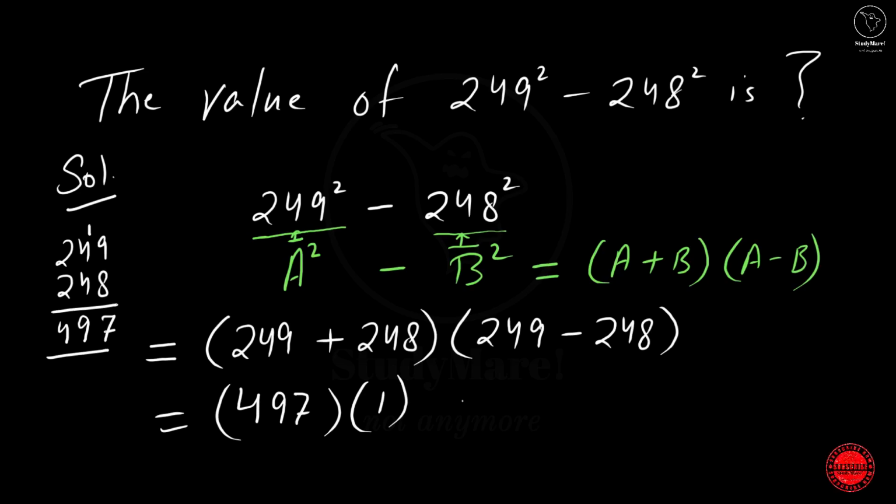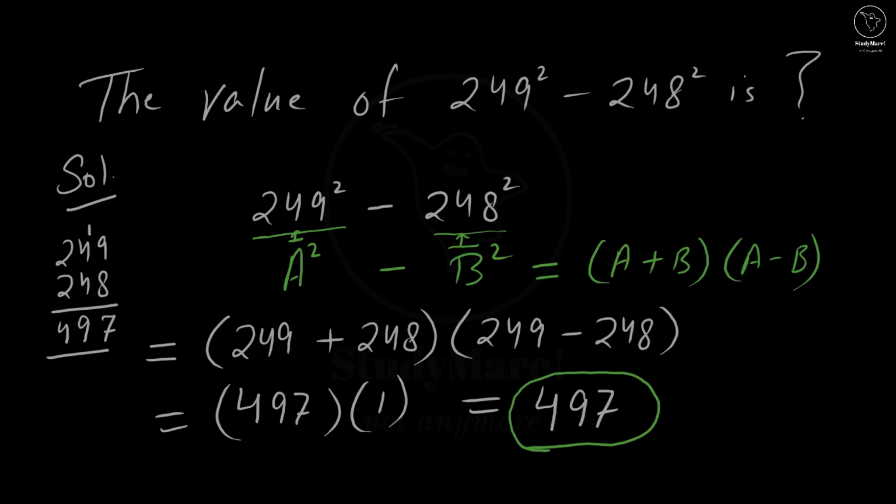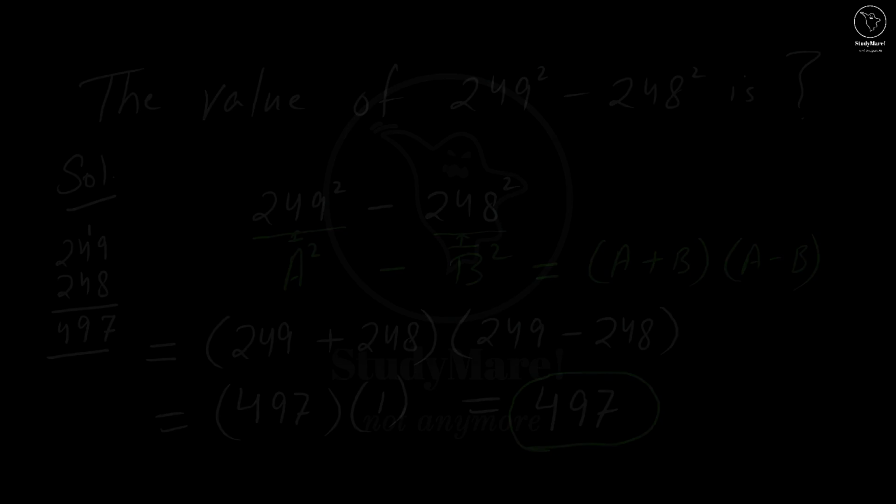See, we got 497 as the answer, and that too so quickly in no time. So you just have to know where, when and how to use the identities or the formulae to solve a question. And once you know it, once you apply it, your answers are going to be straight away without you getting stuck in any complex mathematical calculations. Believe me, StudyMare, not anymore.